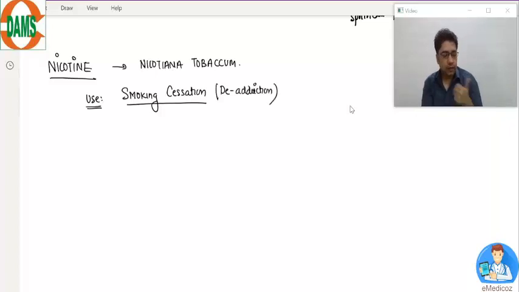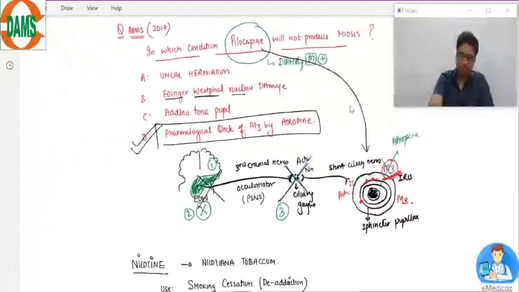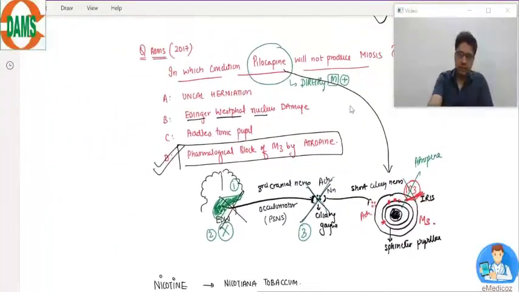Let's discuss what the different drugs we have for smoking cessation are. Okay. So you can see this slide.